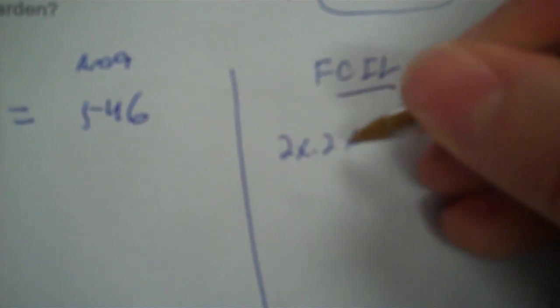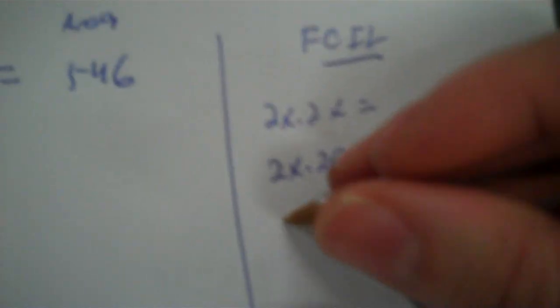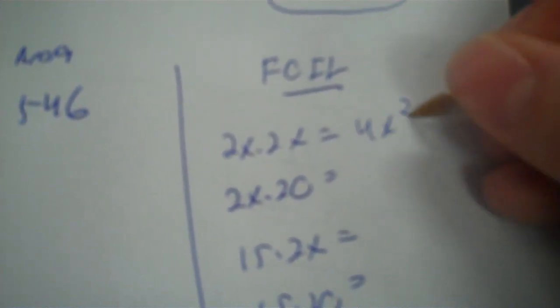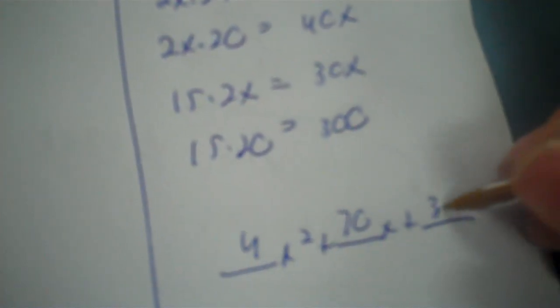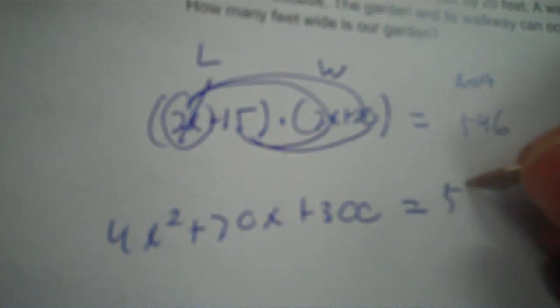Now we need to FOIL before we solve the equation. So 2x times 2x, 2x times 20. Then 15 times 2x, 15 times 20. 4x second, 40x, 30x, and 300. Now simplify that product. So you got 4, 40 plus 30, 70, and then 300. Now take that product over here, and it's equal to the 546.